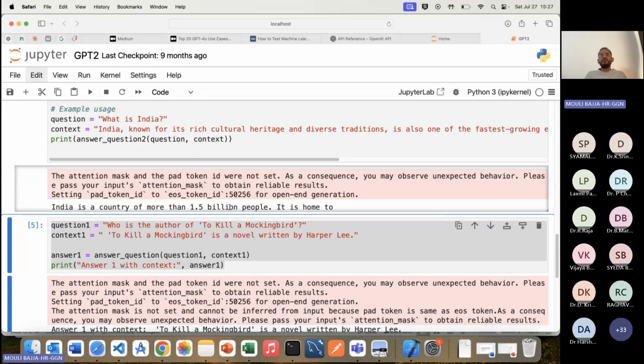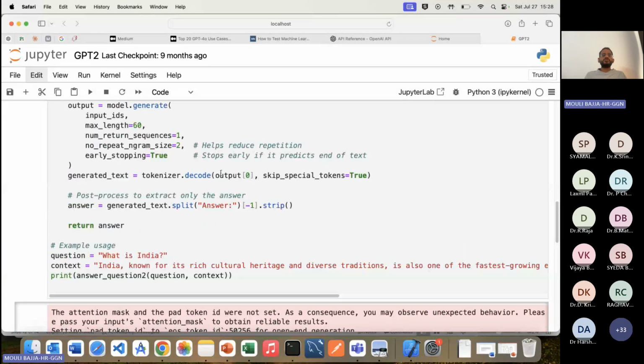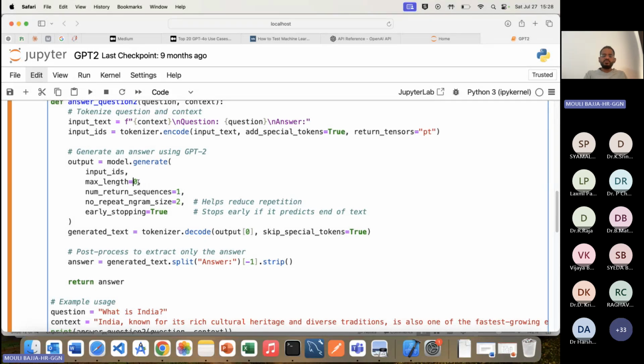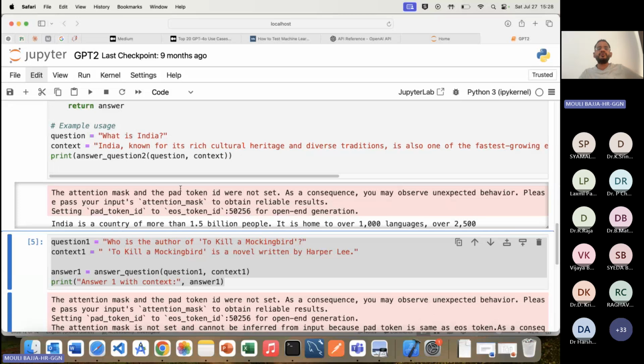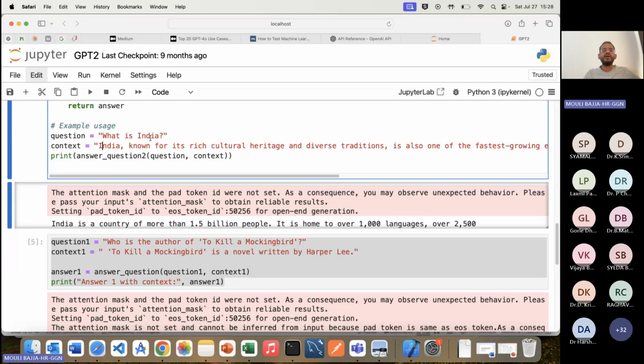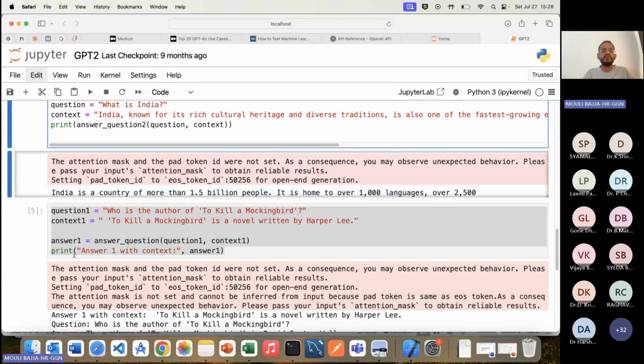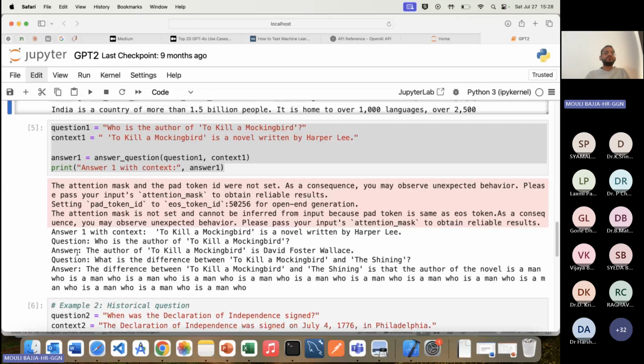India is a country of more than 1.5. It is home to. It stopped here. All right. So does this make sense for you? You're able to see? Okay. Now, if you provide an interface to it, then this answer will automatically appear there. And you give the context beforehand. All that the user should ask is only the question. The answer should be given by itself. So that also it can handle.